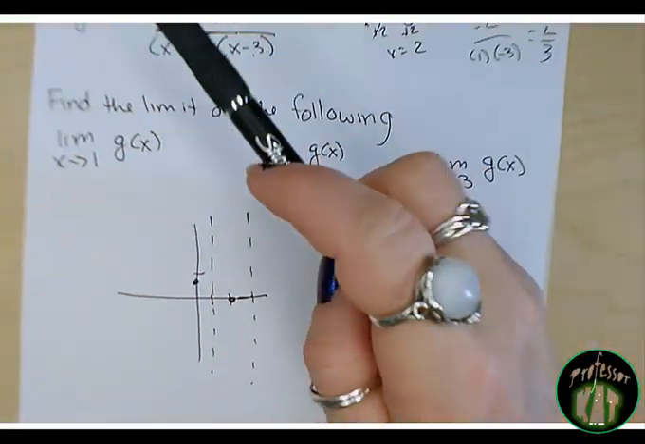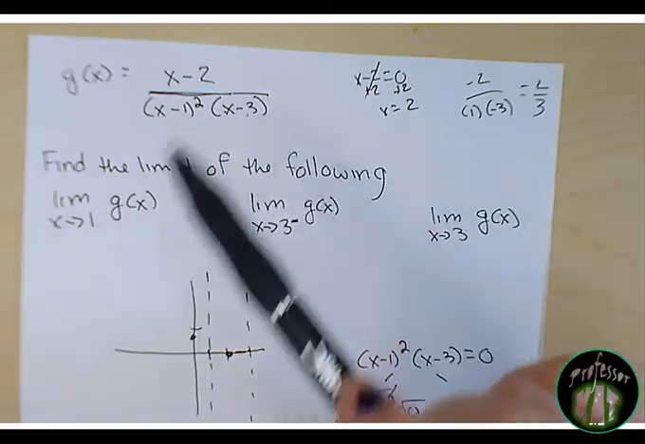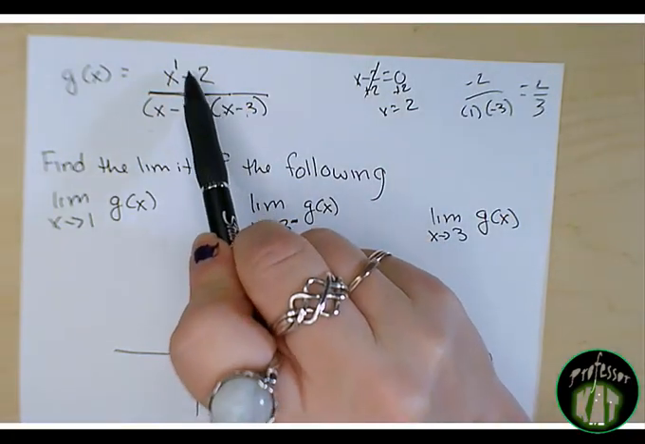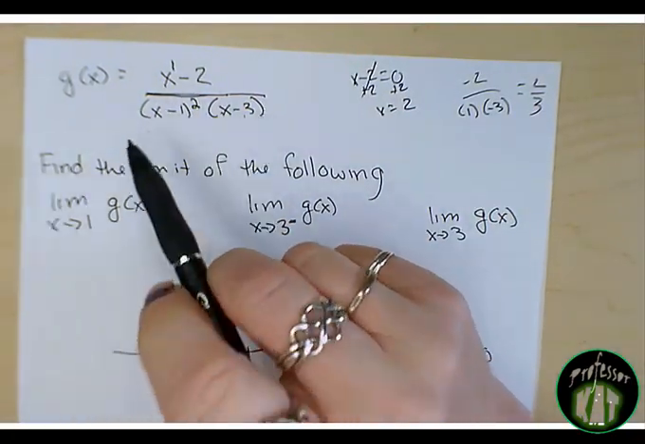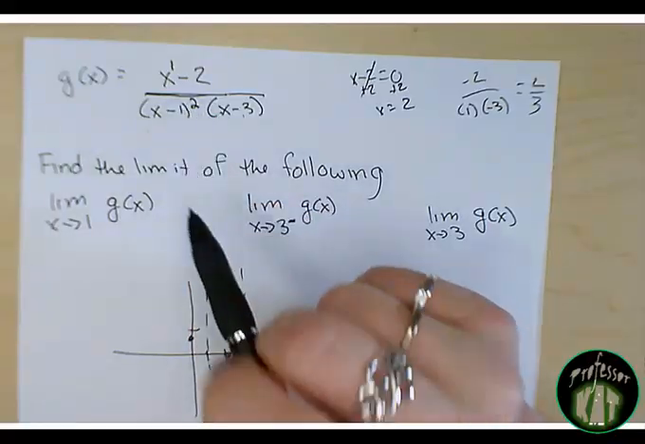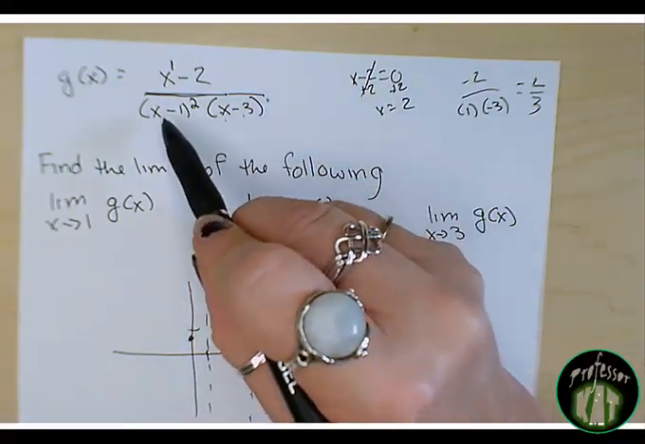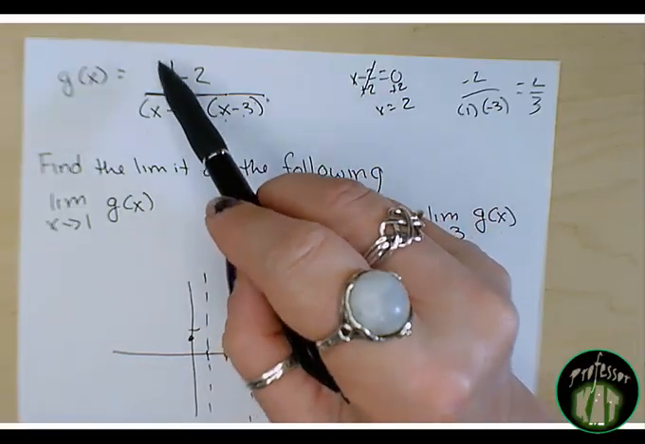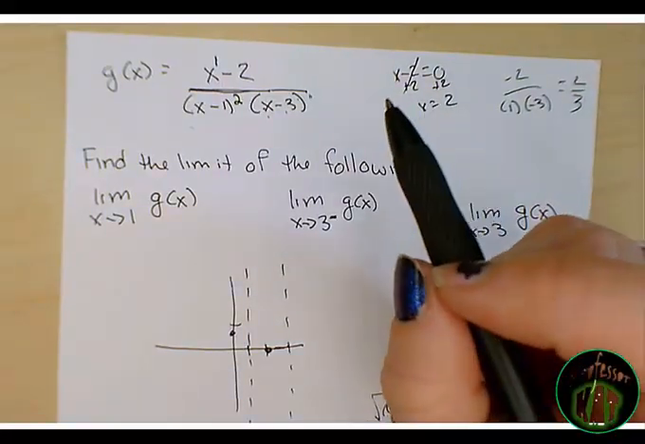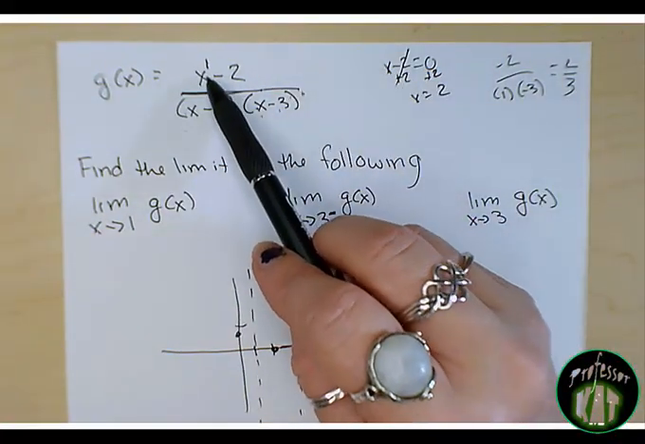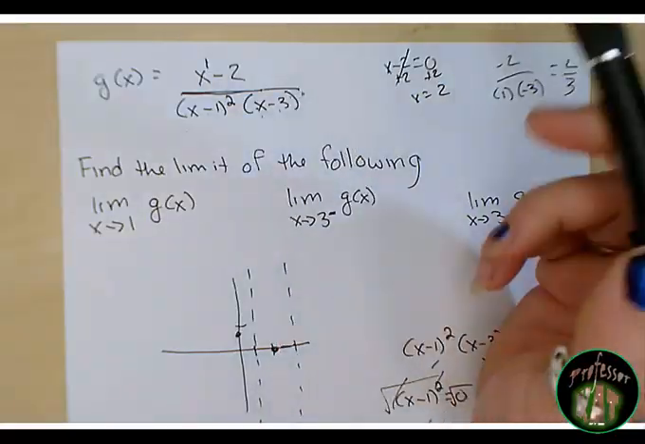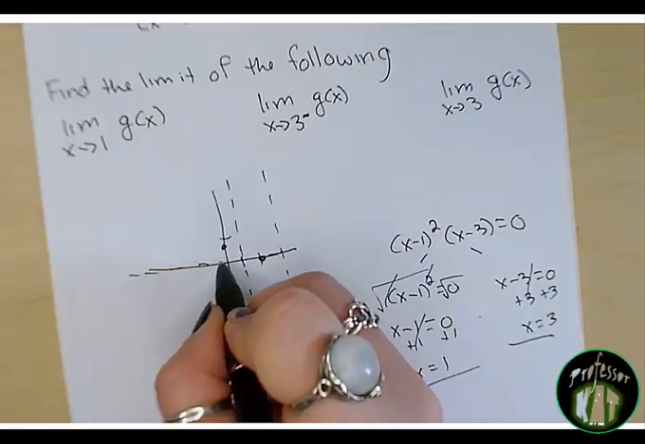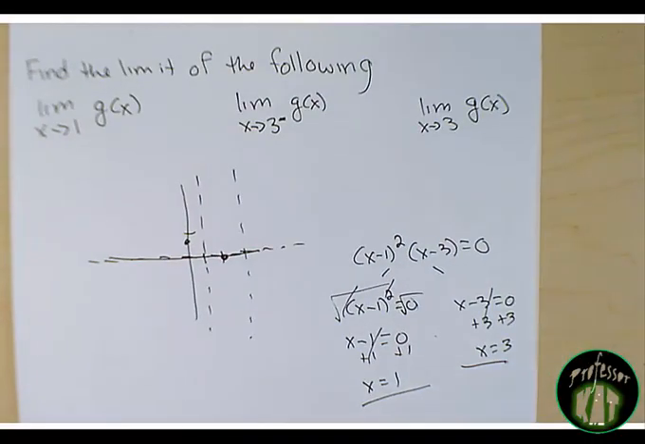Horizontal asymptotes come from comparing the degree of your numerator to the degree of your denominator. So the degree of our numerator is 1. If we were to multiply everything out in the denominator, we have an x squared times an x to the first. X squared times x to the first is x cubed. So we have an x to the first in the numerator, x cubed in the denominator. That does mean the degree of the numerator is less than the degree of the denominator. This tells us that the horizontal asymptote is at y equals 0.